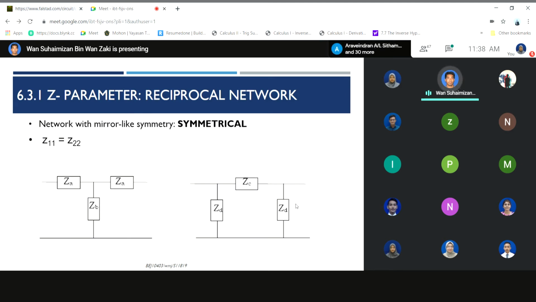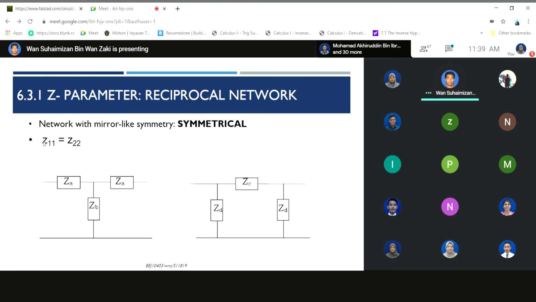If it is symmetrical, it means that the Z here will be the same as the Z here. The parameter is the same. For example, it is 5 ohm here and this is really 5 ohm. For example, here is a symmetrical circuit for a T circuit, and this one is like a pi circuit. So here ZD is the same as ZD here, and we have another parameter ZC, for example. So this ZD is the same, and we call it symmetrical.